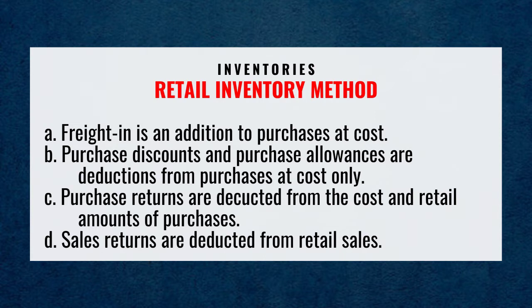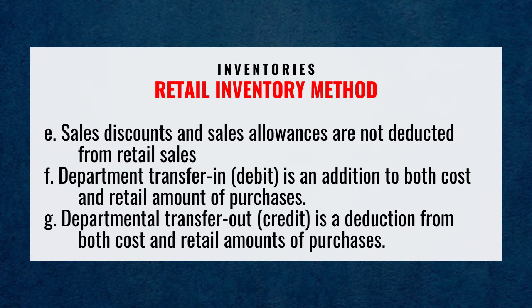Letter C, purchase returns are deducted from the cost and retail amounts of purchases. Letter D, sales returns are deducted from retail sales. Letter E, sales discounts and sales allowances are not deducted from retail sales. Letter F, departmental transfer in or debit is an addition to both cost and retail amounts of purchases. Letter G, departmental transfer out or credit is a deduction from both cost and retail amounts of purchases.